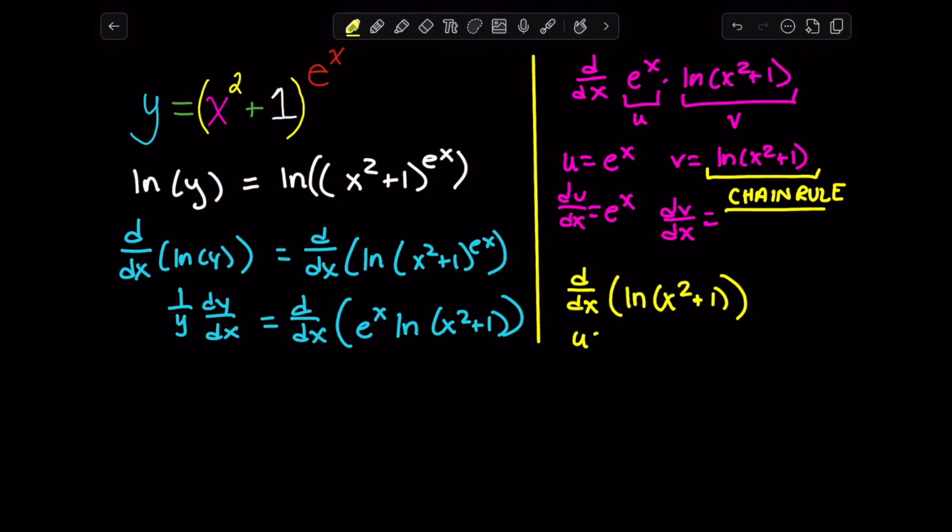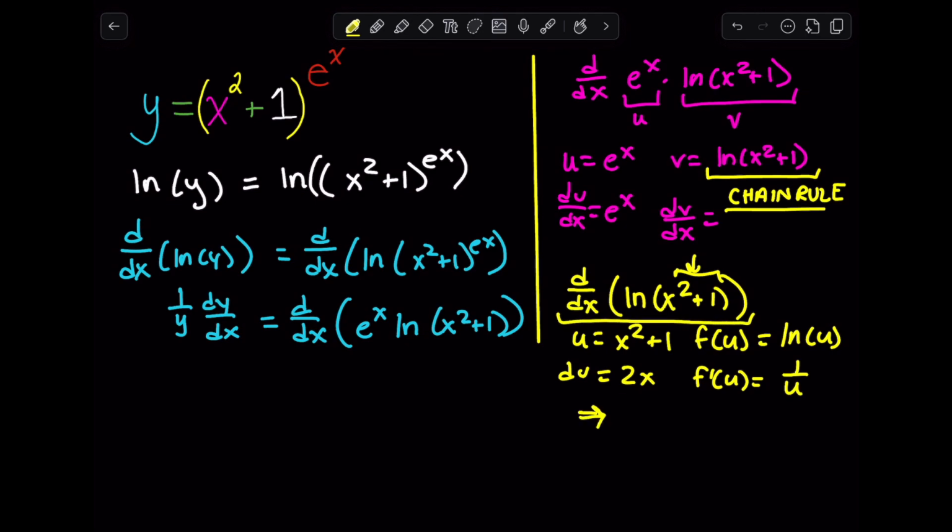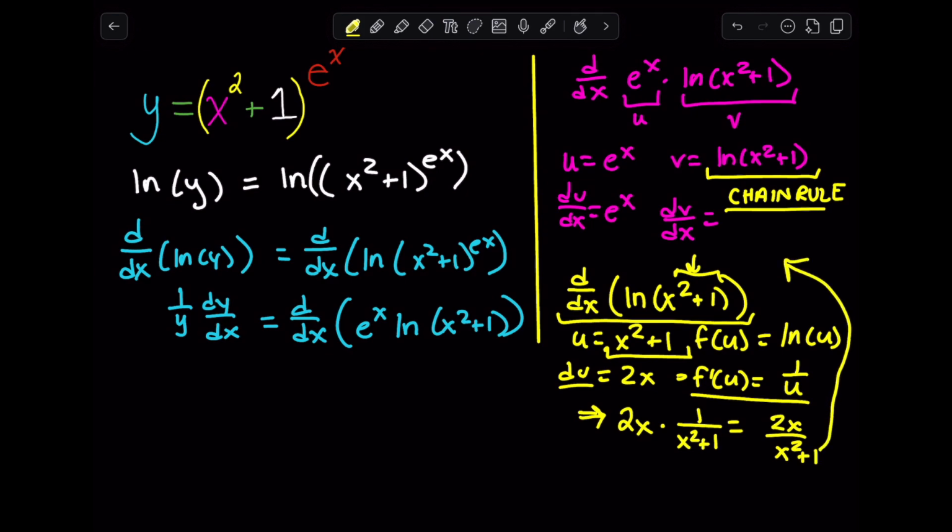So first step here, let's define u as the inside part of the function, which is x squared plus 1. The outside f of u is going to be ln of u. Then du is 2x, and f prime of u is just 1 over u. So to get this derivative here, we need to multiply du times f prime of u, which is 2x times 1 over u, but we'll plug u in right here as x squared plus 1. So when we multiply these two together, we're left with 2x over x squared plus 1. And this is going to be the derivative to plug into our product rule work up here.